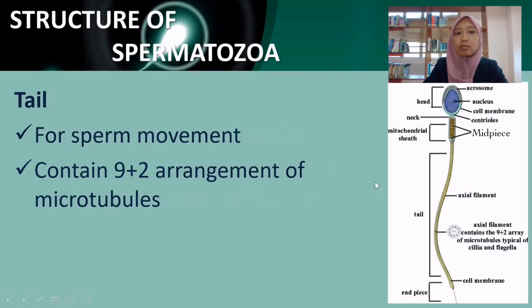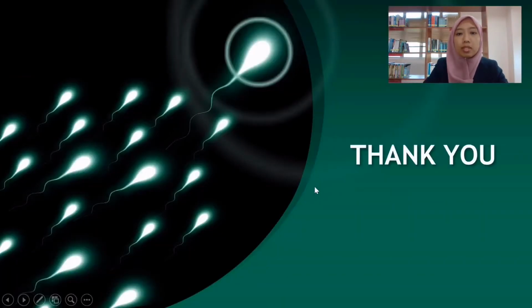What about the tail? The tail function is to move. The sperm will beat its tail to move forward. And the tail contains 9+2 arrangement of microtubules. Thank you.